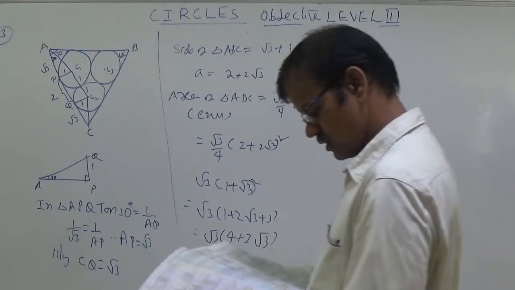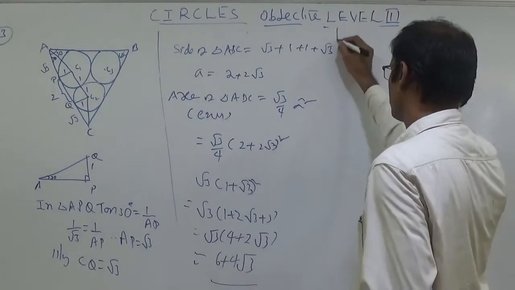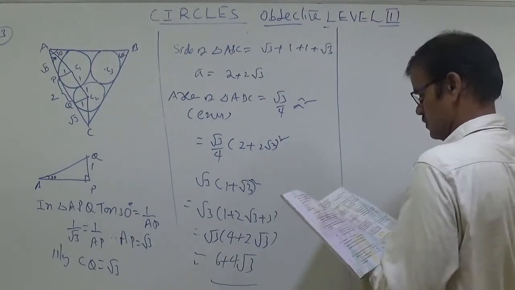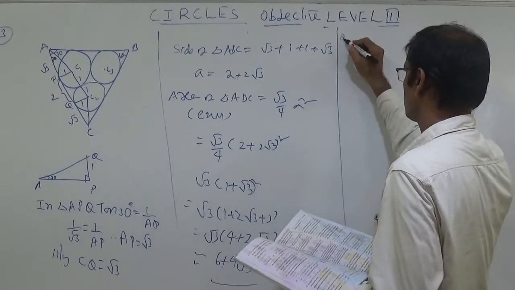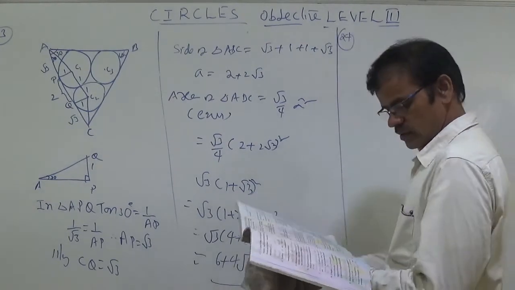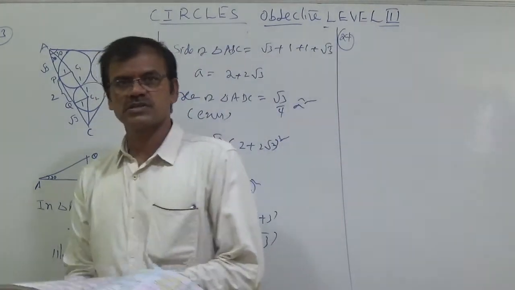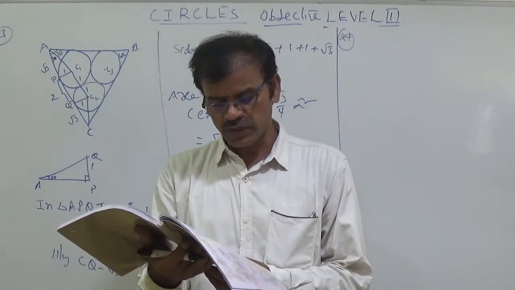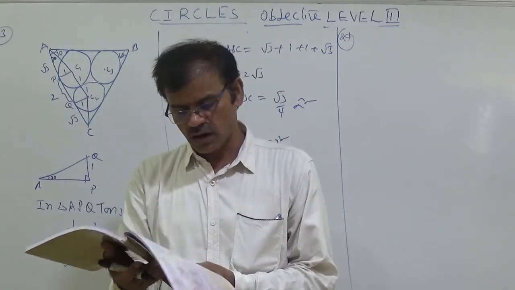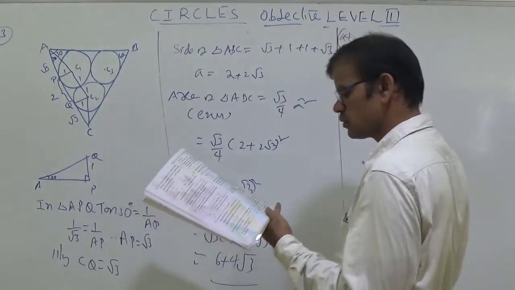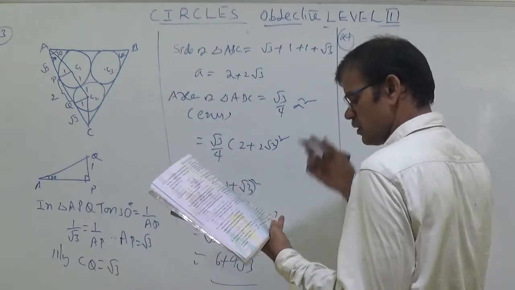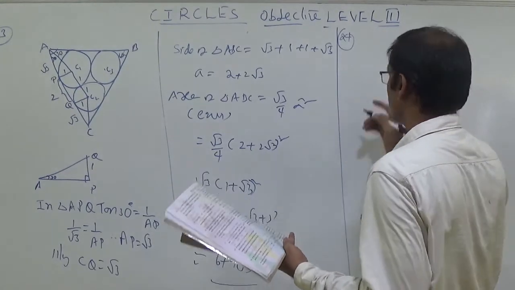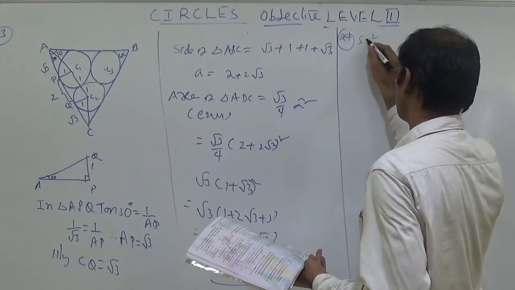Let us discuss 24th question. If one of the diameters of circle x square plus y square minus 2x minus 6y plus 6 equal to 0 is a chord to the circle with center 2, 1, then radius of the circle. One of the diameters of the circle.